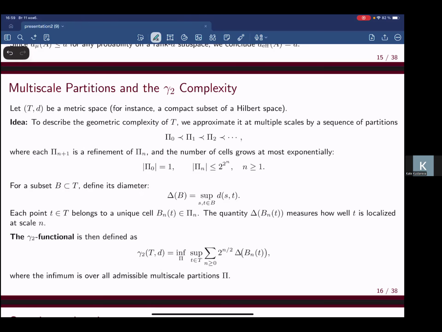So again, we use a sequence of partitions, which is P0, P1, and so on. Each one gives a finer and finer description of the set. At the very first level, P0 contains only one cell, the whole space. Then we split the space into at most 2 to the power 2^n cells for all levels. So the number of parts grows, and each new partition refines the previous one.